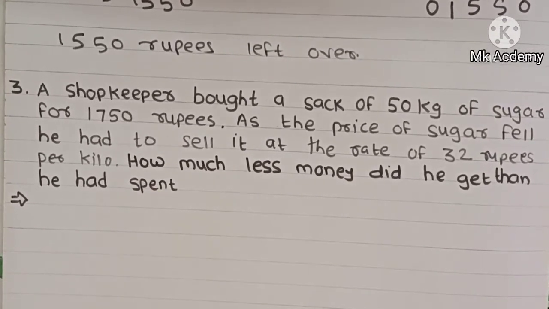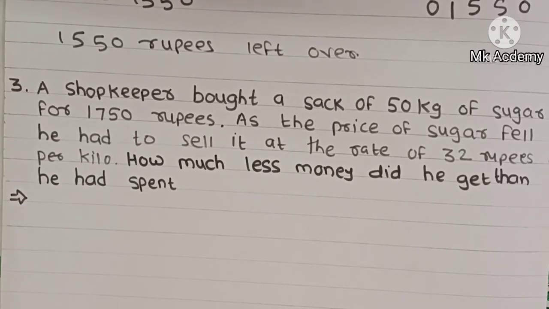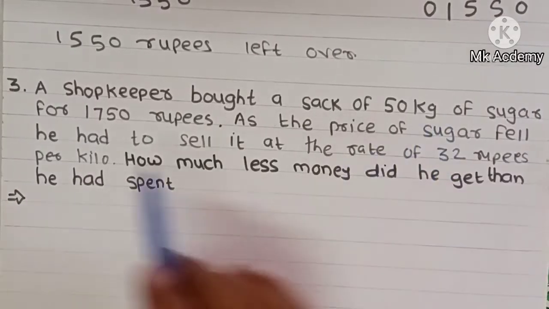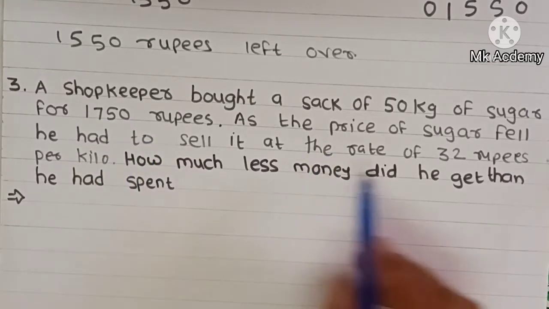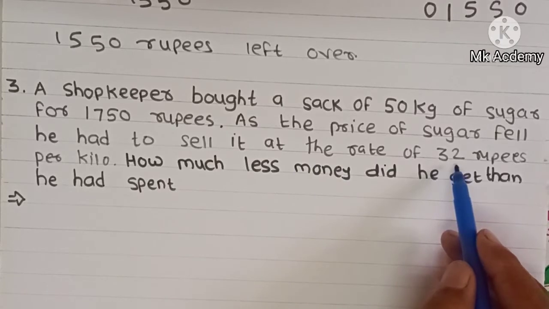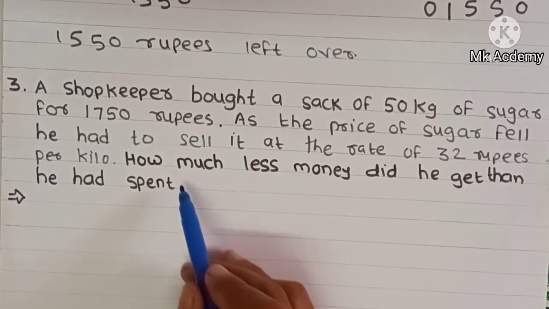Now next, example number 3. A shopkeeper bought a sack of 50 kg of sugar for 1,750 rupees. As the price of sugar fell, he had to sell it at the rate of 32 rupees per kilo. How much less money did he get than he had spent? Now, the shopkeeper bought a sack of 50 kg sugar for 1,750 rupees. Then the price of sugar fell and the rate of sugar is 32 rupees, and we have to calculate how much less money he got than he spent.